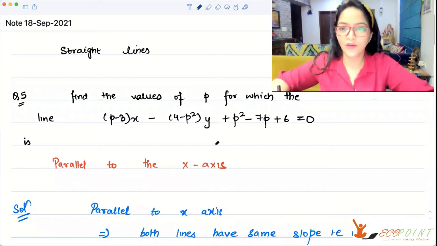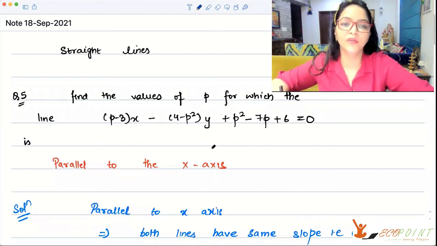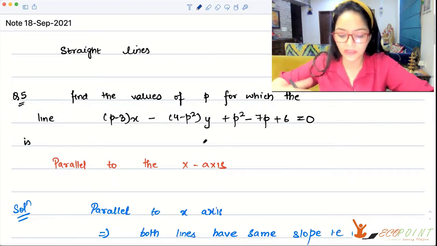Hey guys, some more questions on straight lines. So the one question that I'll be doing today has three parts to it. So we analyze different situations here.